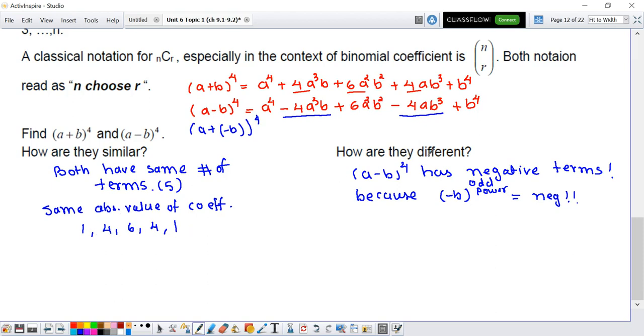But the difference is that a negative number to the odd power is negative. So that's why the second and fourth terms are negative. That's the only difference. So anytime you have a positive and negative, you don't have to do different things. You just consider a plus negative b to the fourth.